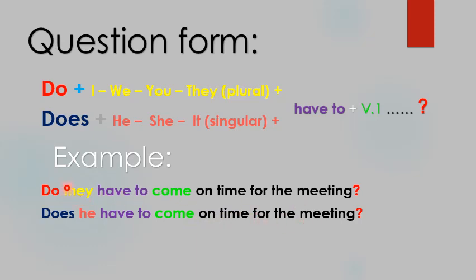So if the subject is plural, we add do plus have to plus verb 1. And if the subject is singular, we add does plus have to plus verb 1. So have to, we use it to say that something is obligatory or necessary. إذا نستخدمها للحديث عن الأشياء المهمة أو الإجبارية.